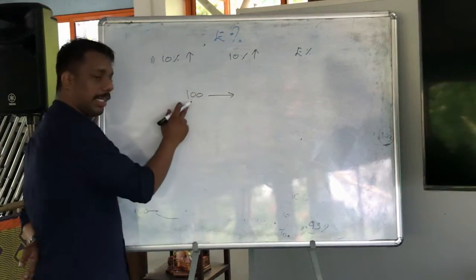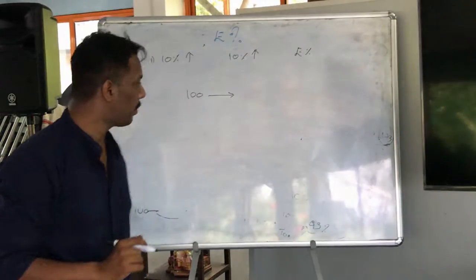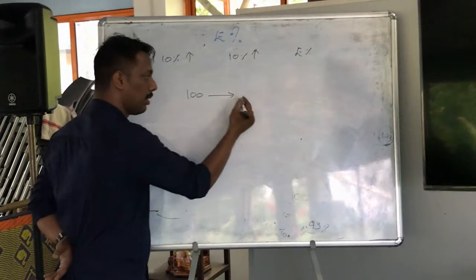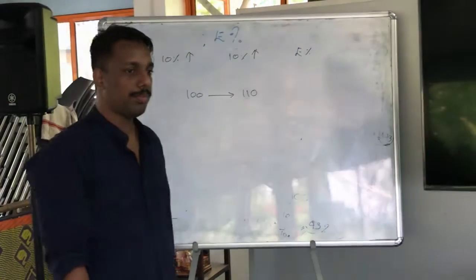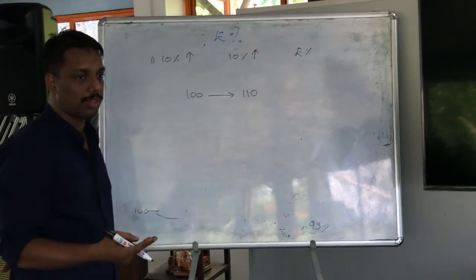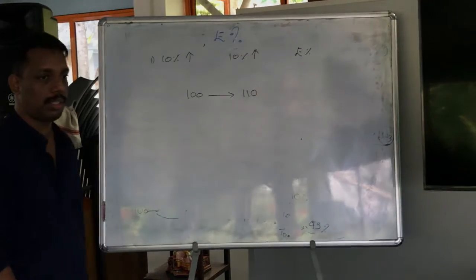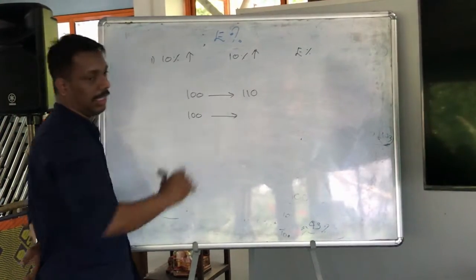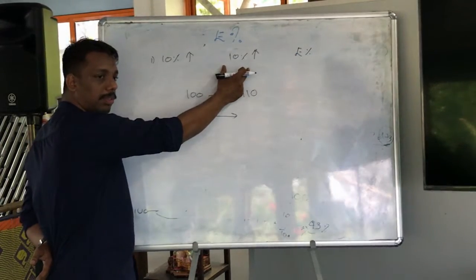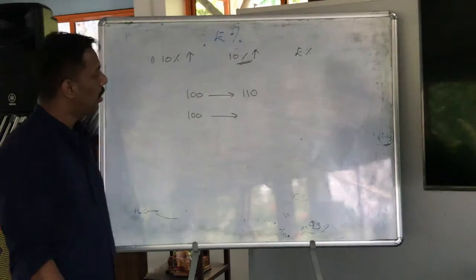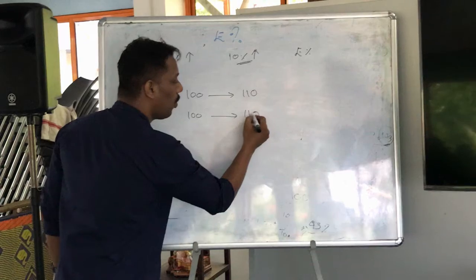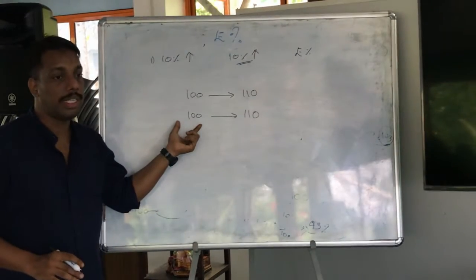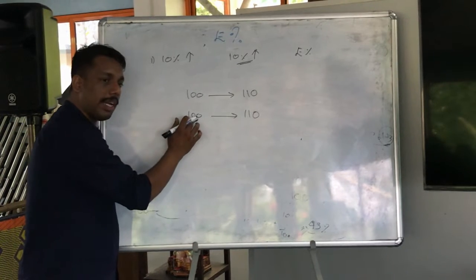Just check it. Let 100 be the initial value. Here, the shopkeeper increases the price of his goods by 10%, right? So 100 becomes 110, right? 10% increases means 10% of 100 you have to add. So 100 becomes 110. In the second case also, if I consider 100 rupees as my initial value, they are increasing 10%, right? You have to add 10% of the initial value. Why? Because I am considering 100 as my initial value.